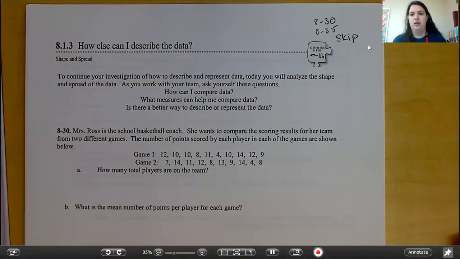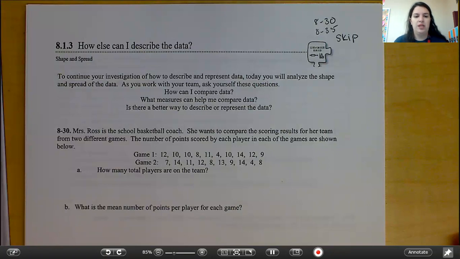Hi everyone, I am here with your 8.1.3 lesson, How Else Can I Describe the Data, Shape and Spread. To continue your investigation of how to describe and represent data, today you will analyze the shape and spread of the data. As you work with your team, ask yourself these questions. How can I compare the data? What measures can help me compare the data? Is there a better way to describe or represent the data?